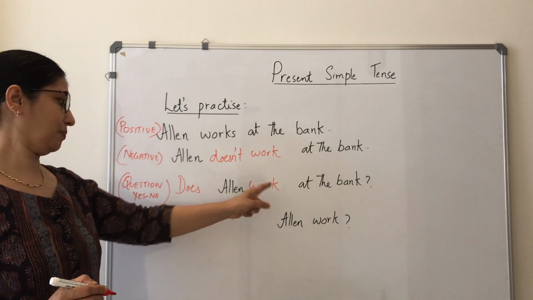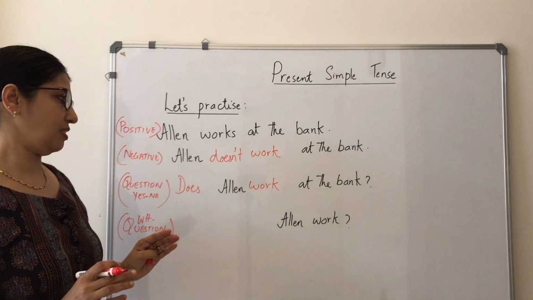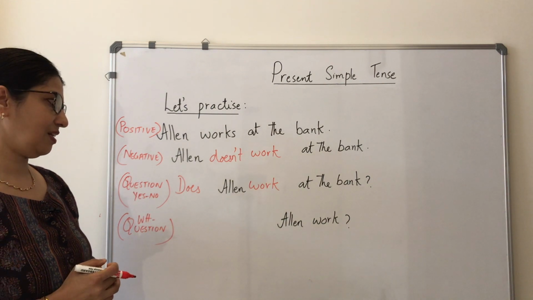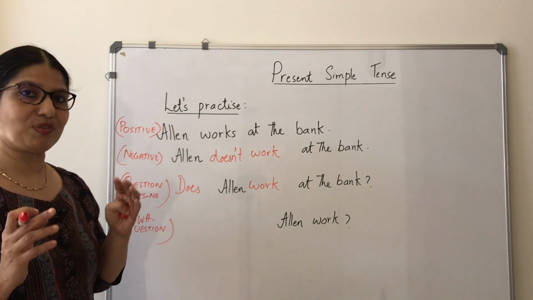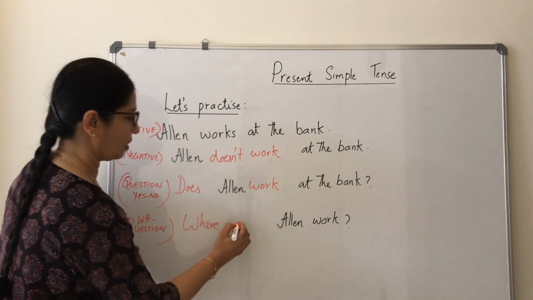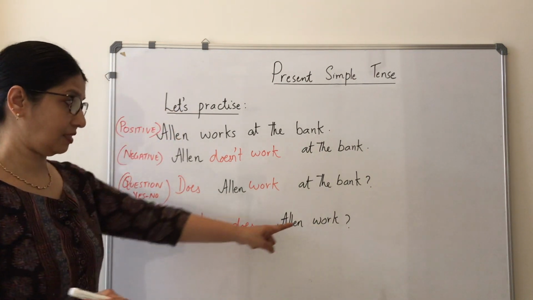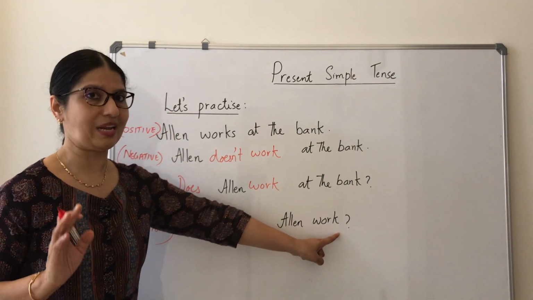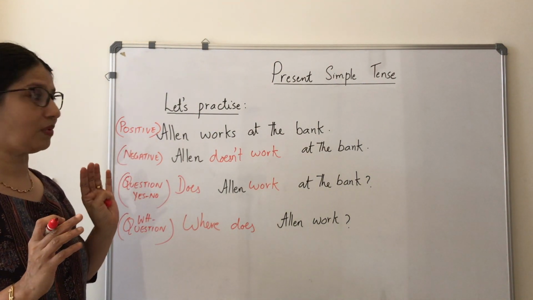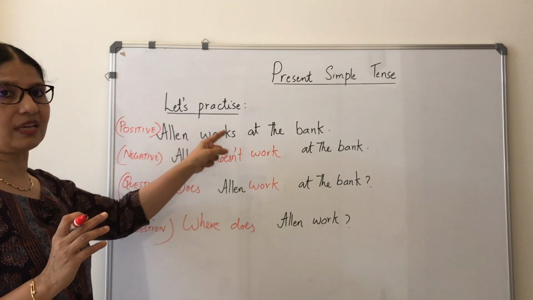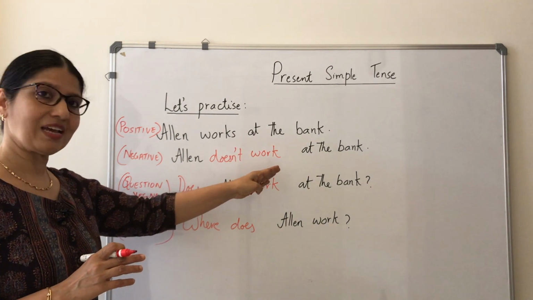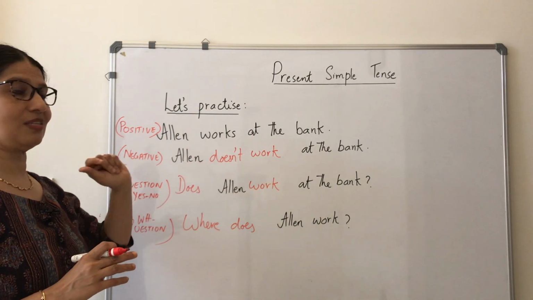No more S here. How do we form a WH question here so that I have the answer as the bank, at the bank? We are talking about a place. So we have to use the word where. Where, use the same thing. Where does Alan work? Again, no more S. So here, where do you find the S with the base form? We have Alan works. Only here you can find the S with the verb. In all other places, I have removed the S and used the helping verb does or doesn't.